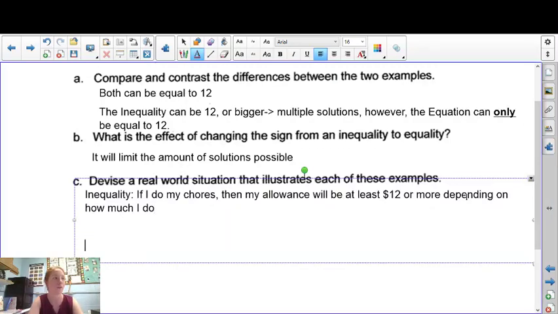Okay, what about the equation? Y is equal to 12. I have exactly 12 other classmates in math class.